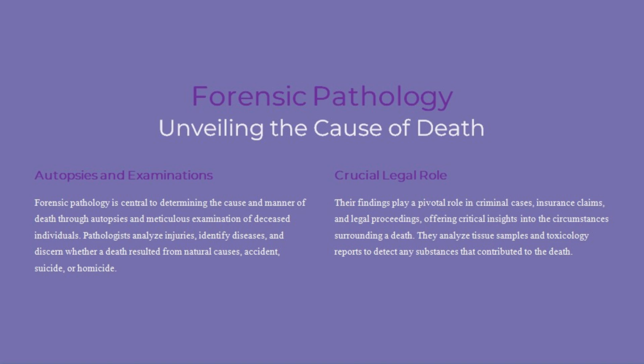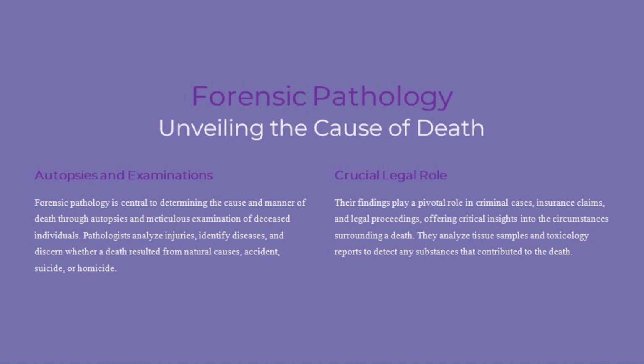The first branch is forensic pathology, which unveils the cause of a death, whether it is natural or planned, meaning murder, suicide, or homicide. Forensic pathology involves the examination of deceased individuals to determine the cause and manner of death. Forensic pathologists perform autopsies, analyze injuries, and identify diseases or trauma. They work closely with law enforcement to determine if a death was natural, accidental, suicidal, or homicidal. Their findings are crucial in criminal cases, insurance claims, and legal proceedings.